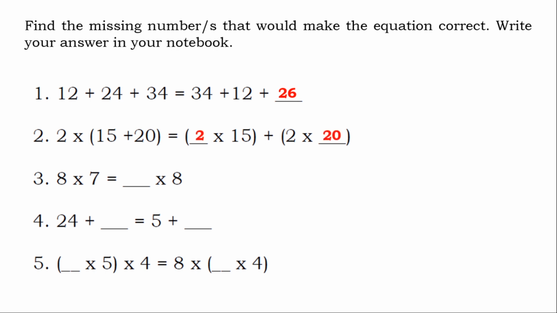Number 3, 8 times 7 equals blank times 8. What is the correct answer? Yes, number 7. Number 4, 24 plus blank equals 5 plus blank. What is the missing number? Yes, correct. The missing numbers are 5 and 24. Number 5, blank times 5 times 4 equals 8 times blank times 4. What is the missing number? Correct. The missing numbers are 8 and 5.